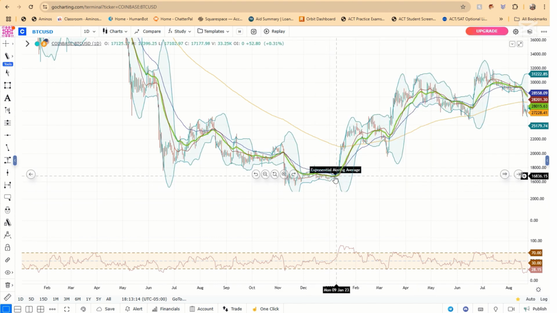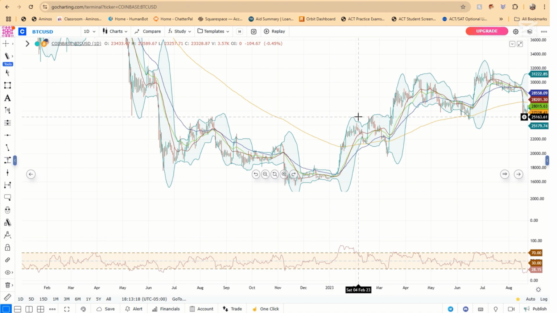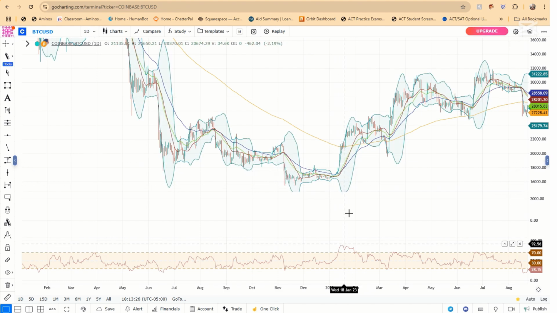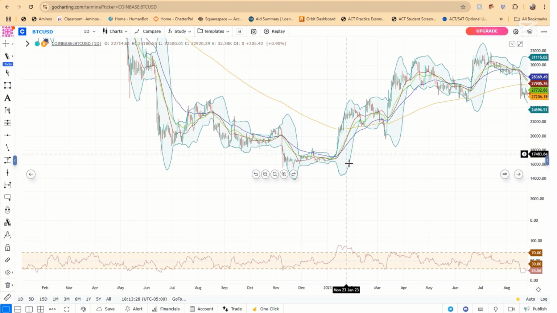Perfect. Really squeezed in, right? The squeeze, and then boom, we broke out right there. And when the price touches the upper band right here, like I was just mentioning, it's often overbought. And when it touches the lower band, we're oversold, just like I was mentioning before. I just wanted to show you again here with that on there.